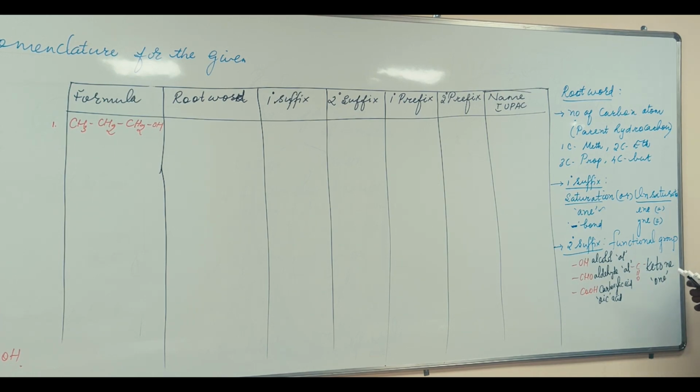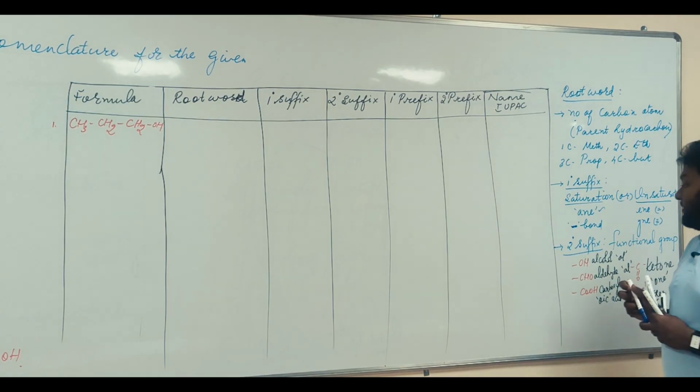And one more thing I have left, that is ethers. Ether: C, bond, O, bond. This is called what? This side R and this side R dash. Alkyl groups will be present on either side. This is called ether. For ether the suffix should be oxy: alkoxy, methoxy, ethoxy, like that it goes on. This is called a secondary suffix.